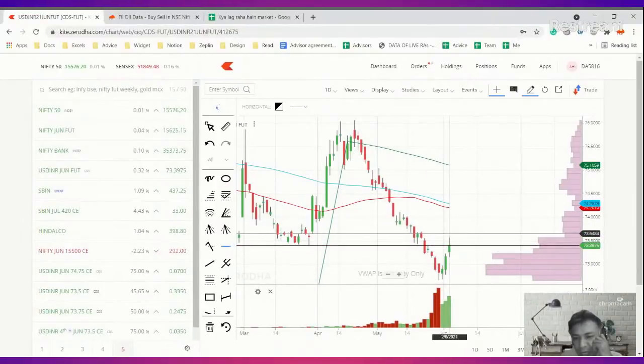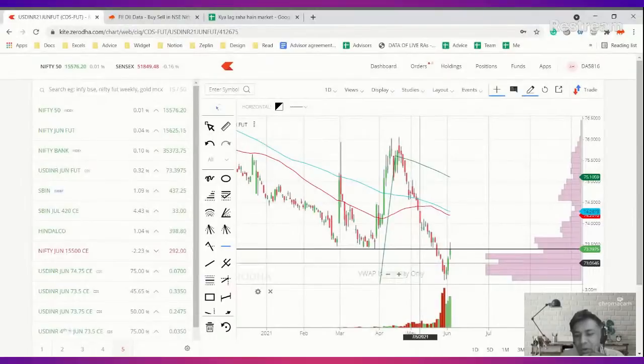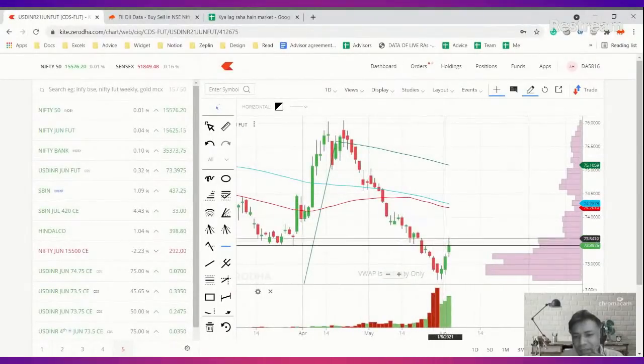Now dollar tried to break that, but then bears pushed it below this line, in a manner of speaking. This is not precise because of course you have to look at spot charts. But nevertheless, if you have initiated trades here, this would have been a good place to do some profit booking.